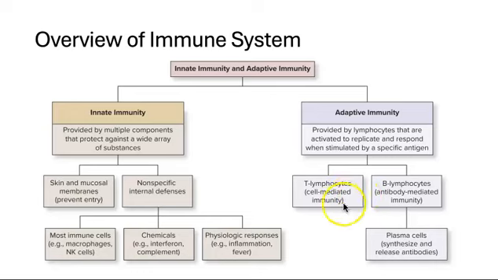Our cell-mediated immunity involves our T cells, and our antibody-mediated immunity involves our B cells, which once they come into contact with an antigen and become activated, they will differentiate into plasma cells, which are going to make and secrete antibodies. So keep this figure in your back pocket to reference when you feel a little bit lost. It'll help to bring you back to having an understanding of where we are in the immune response.